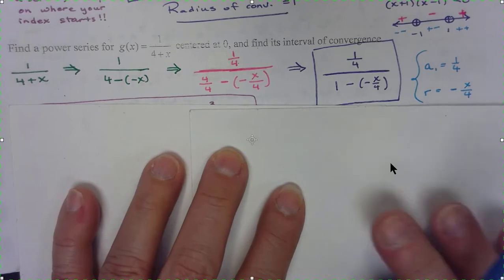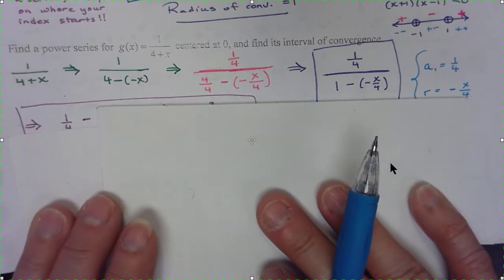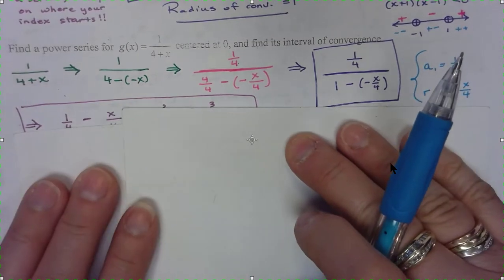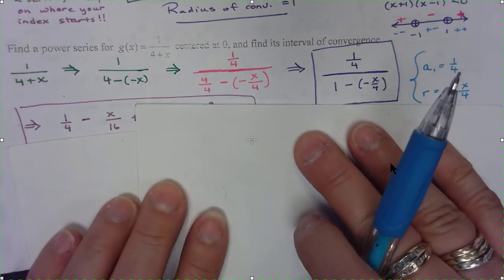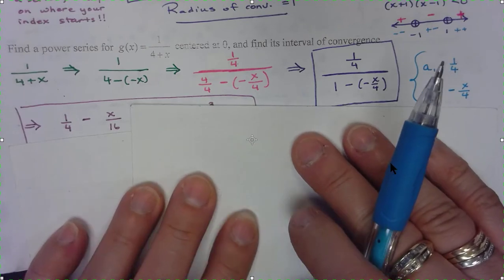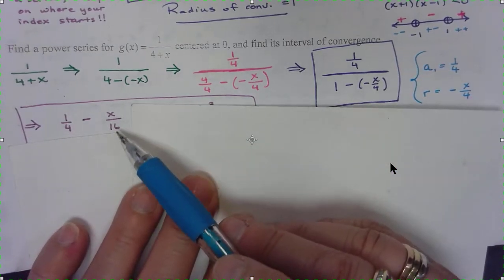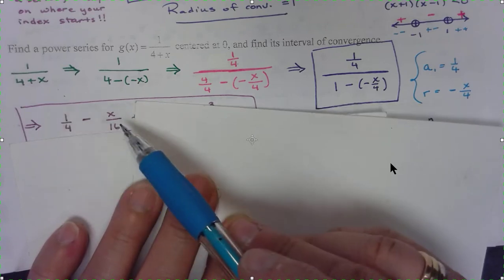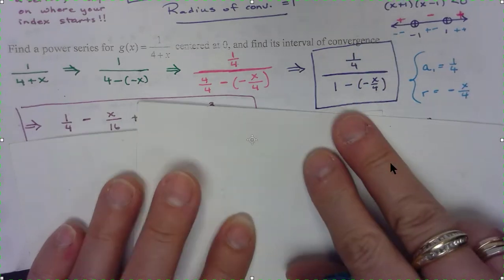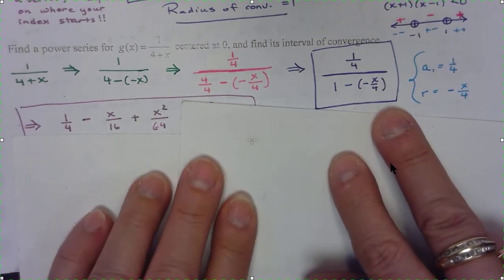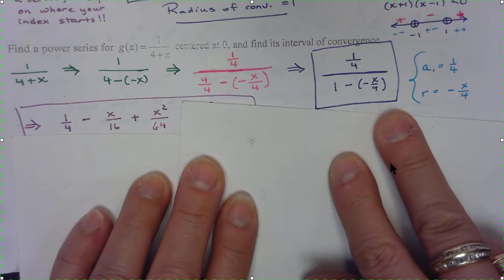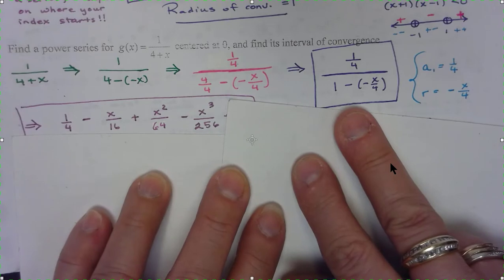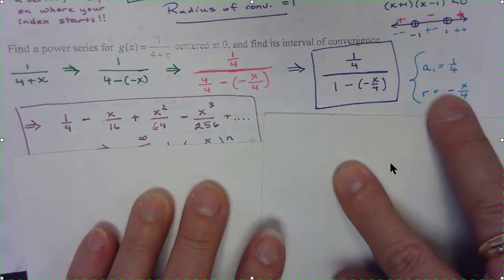So now let's build our power series. a1, times r, is negative x over 16, times r again, or I can think of it as a1 times r squared. But anyway, multiplying this by negative x over 4 gives us a positive x squared over 64. Multiplying by negative x over 4 again gives us a negative x cubed over 256, plus so forth.